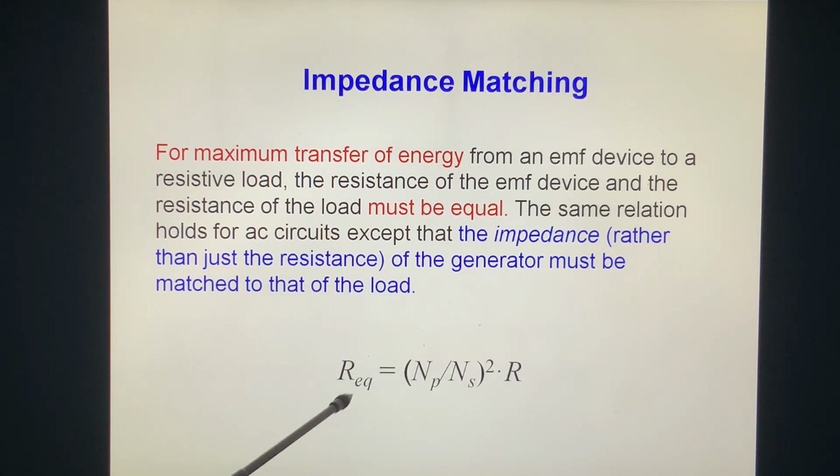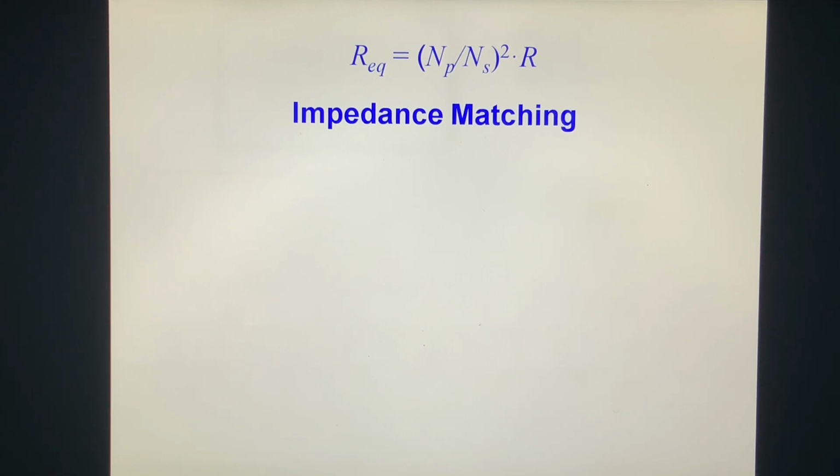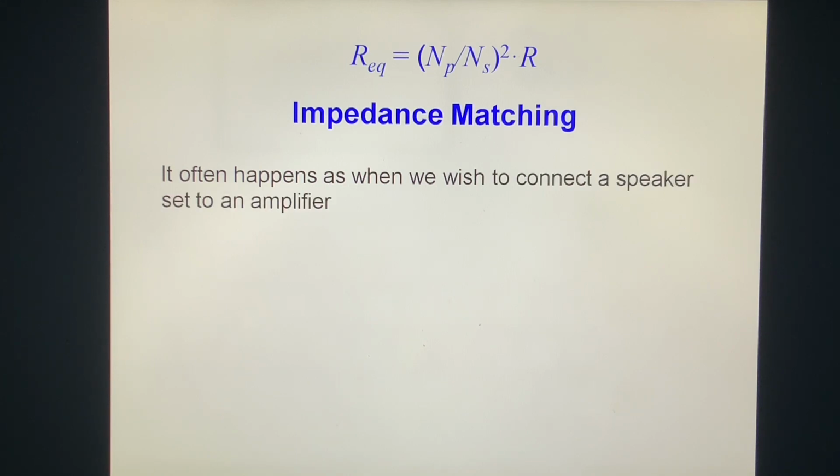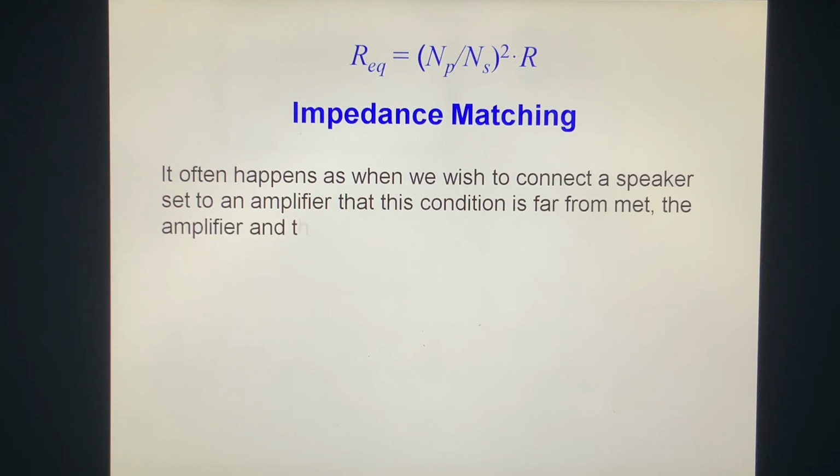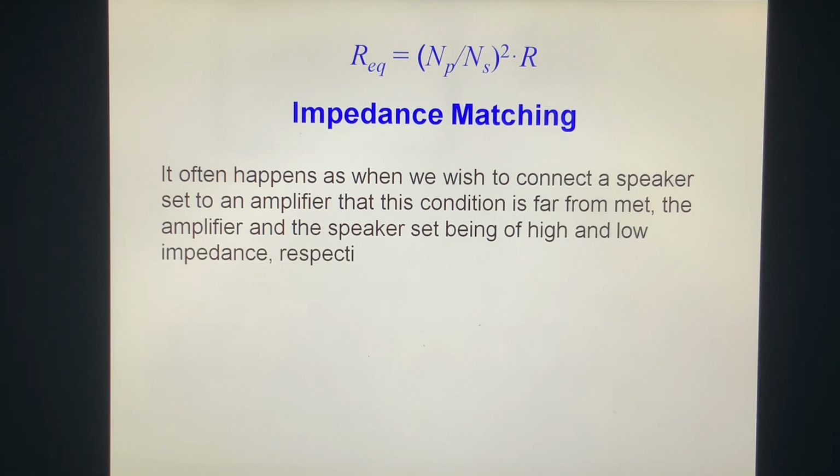Here, we want to match the impedance of the generator, okay? And the resistance usually is not this number, so we can use a transformer to match them. It often happens, as when we wish to connect a speaker set to an amplifier, that this condition is far from met, the amplifier and the speaker set being of high and low impedance, respectively.